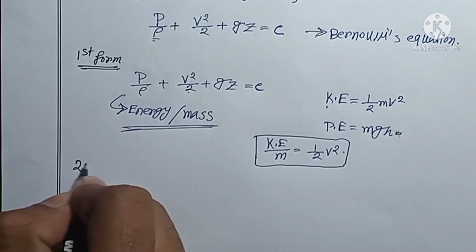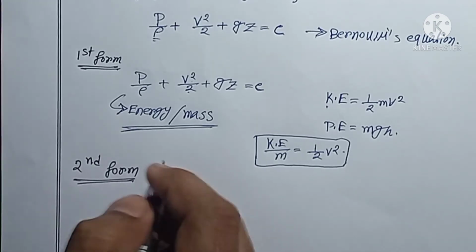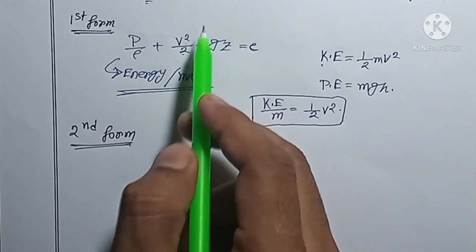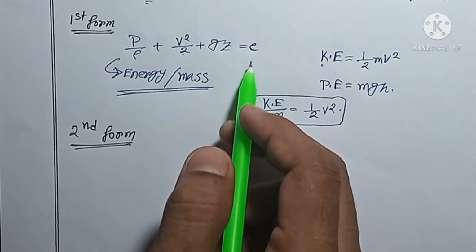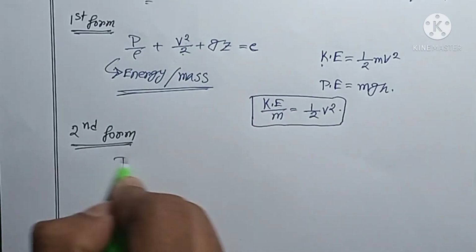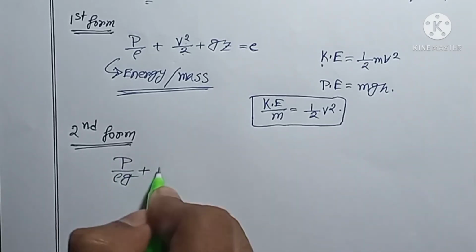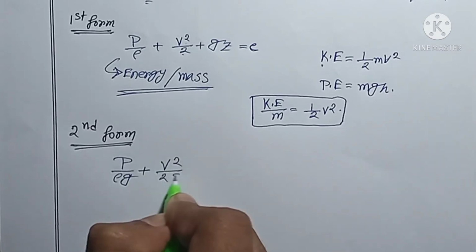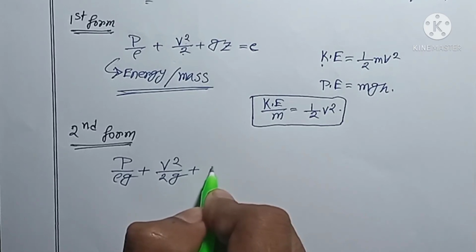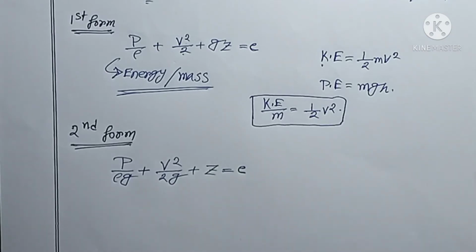Next, take the second form of Bernoulli's equation. Now this is our Bernoulli's equation. If we divide this total term by g, let's perform the division: p by rho g plus v square by 2g plus gz by g, so g cancels out and only z will be there, and the constant divided by g will be constant.